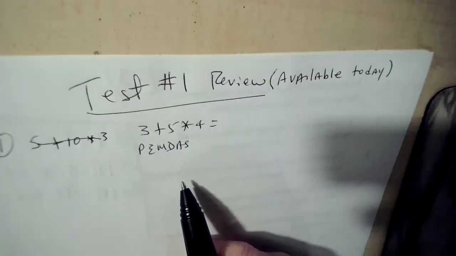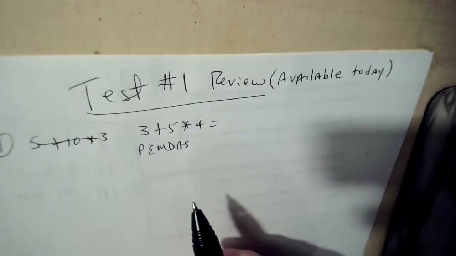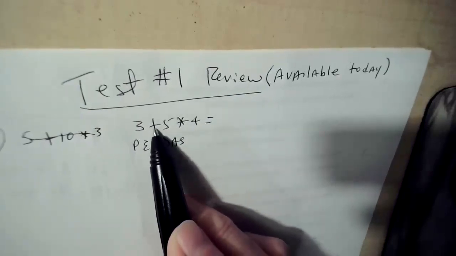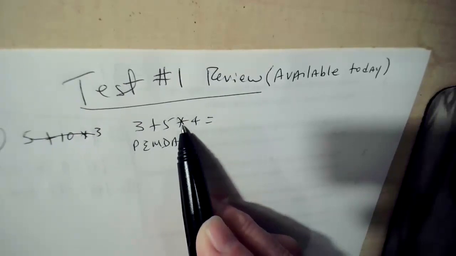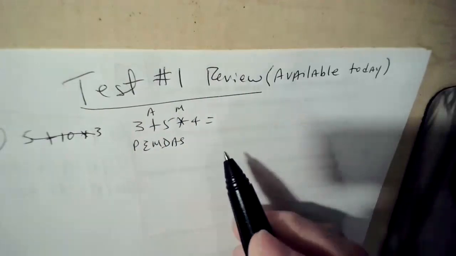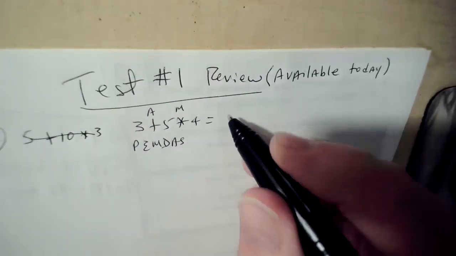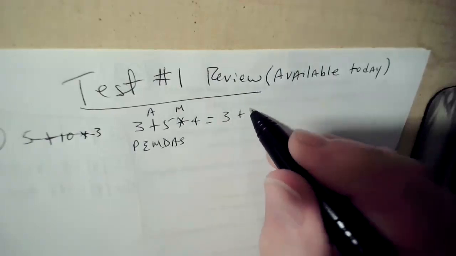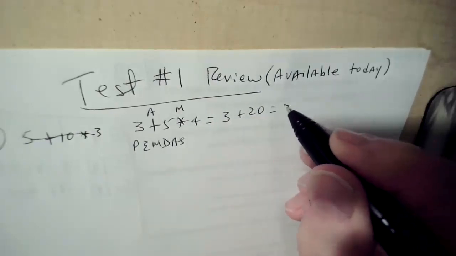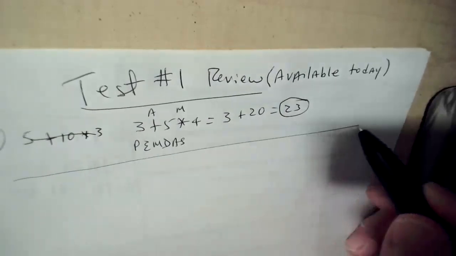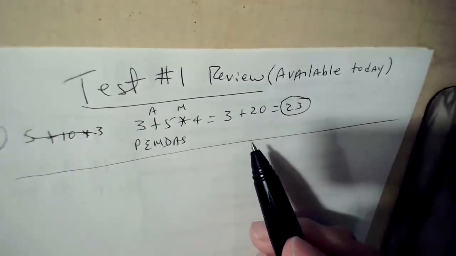Y'all be sure and tell me if I'm going too fast, please. Okay, we have addition here and we have multiplication here. So addition, subtraction is the last thing we do. The first thing we do is multiplication. So we have 3 plus, and 5 times 4, I think, is 20. So that's 23. Does everybody understand what we're doing here?